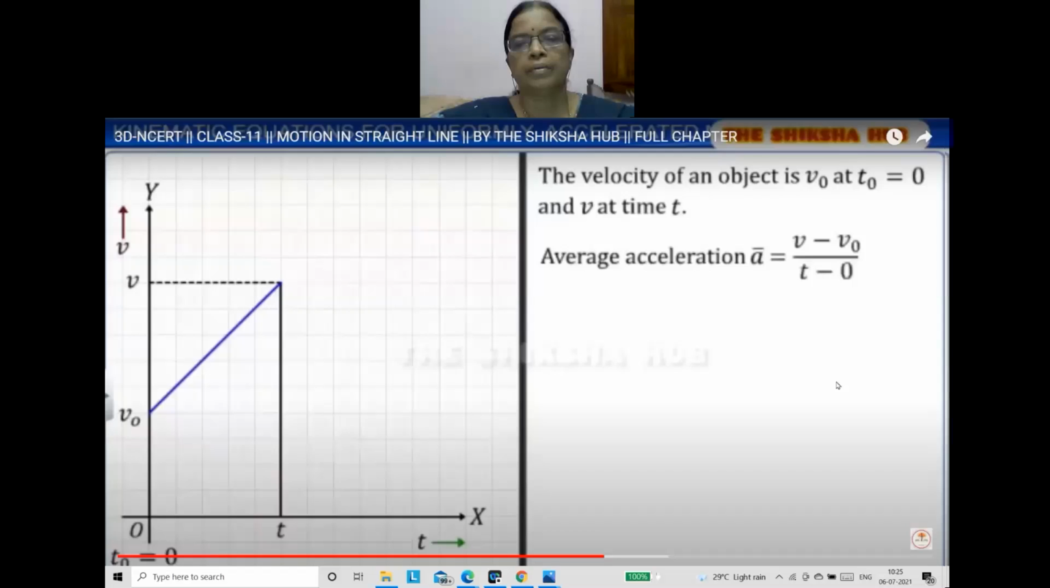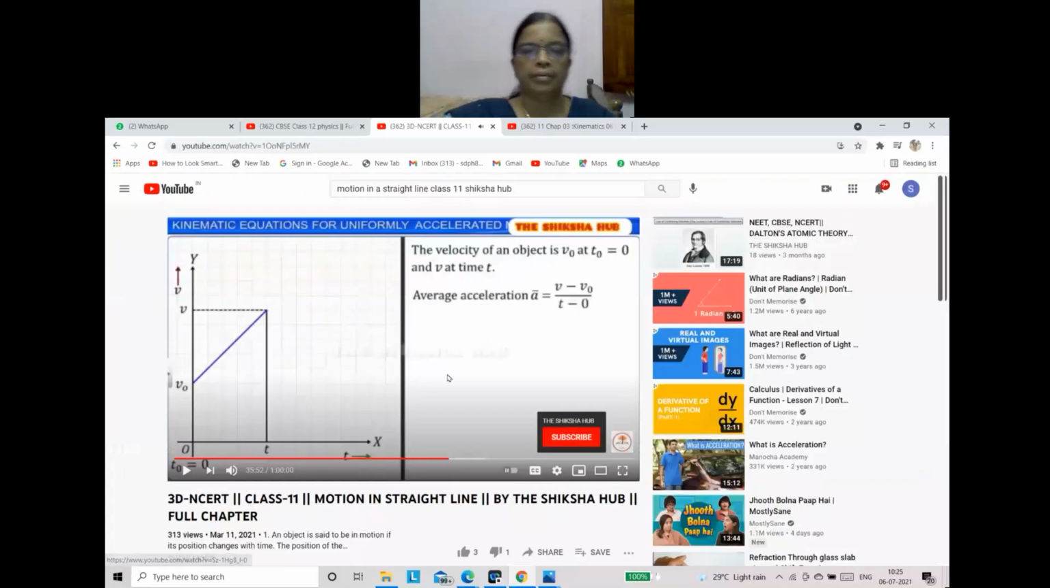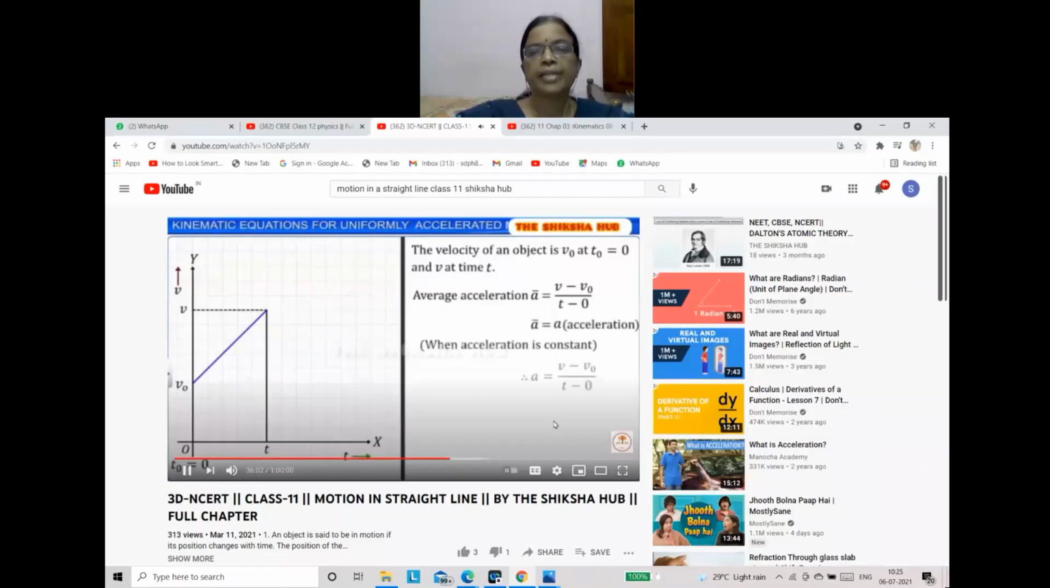Now, acceleration is constant. By cross multiplying and rearranging, we get the value of velocity as the sum of v naught and the product of a and t. This is equation 1 of motion. Children, this is the first equation of motion. Acceleration is equal to change in velocity by time interval. Cross multiplying, we get a into t equal to v minus v0, or v equal to v0 plus at.